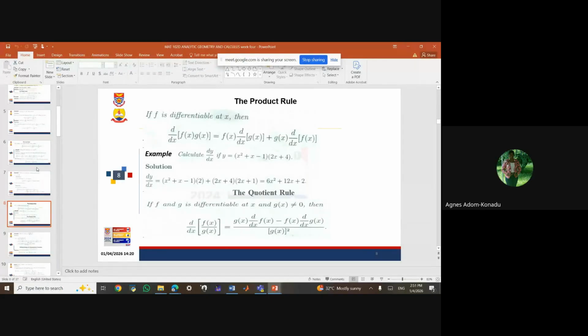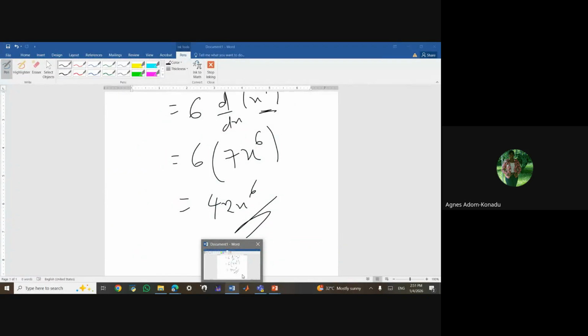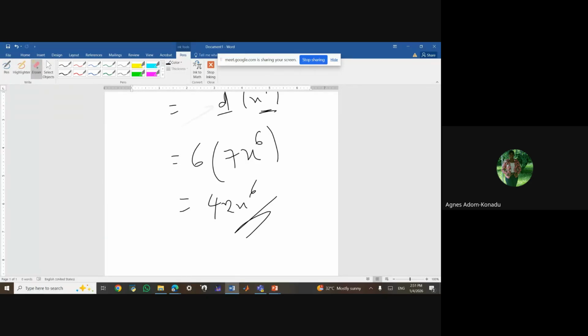Then we have the product rule. It says that if f, okay, so that's supposed to be f and g. So if I have two differentiable functions at x, then the differential of the product of the two is giving us. So to differentiate two differentiable functions by the product rule.